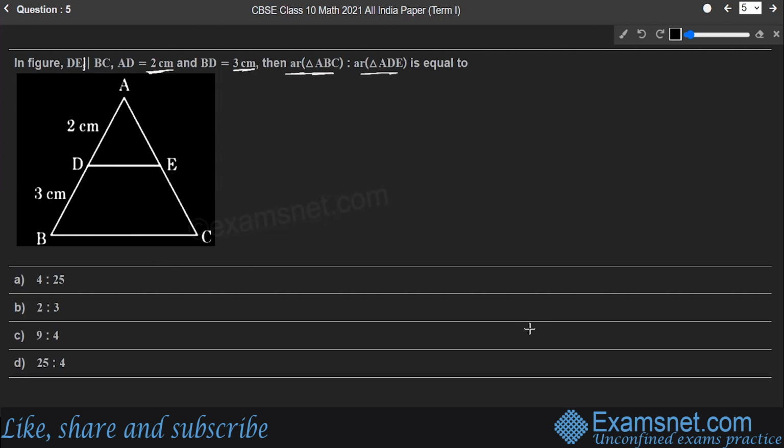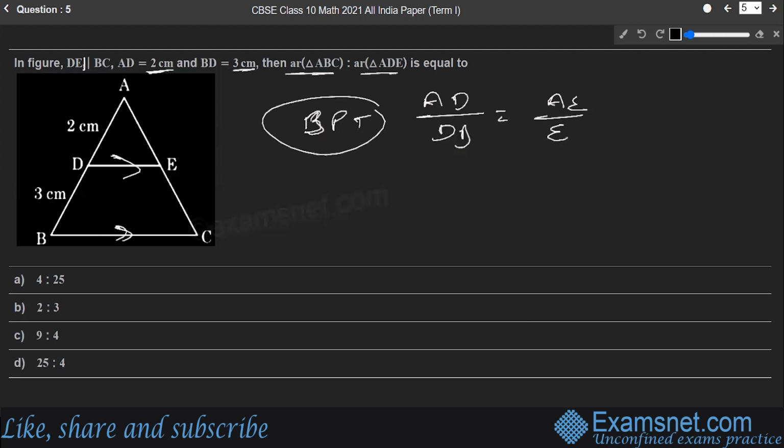So if you look at the question, as they say, BC is parallel to DE. So these two lines are parallel, so we can obviously apply BPT here. We can easily apply the basic proportionality theorem, which says AD by DB is equal to AE by EC. This is what we can write. So how much is that? AD by DB can be calculated as 2 by 3 is equal to AE by EC. So that is going to be the ratio AE by EC.